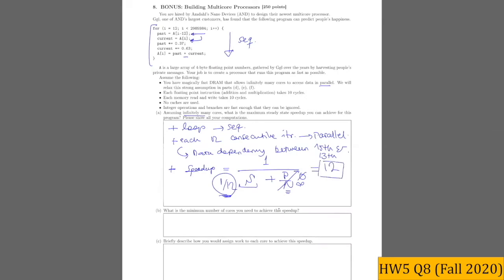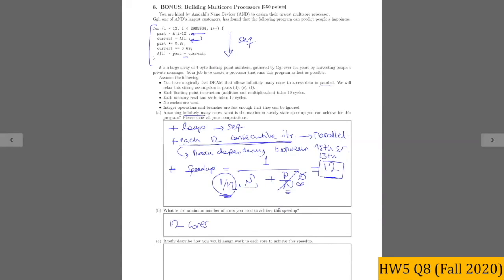For the second part, what is the minimum number of cores you need to achieve this speedup? Since the maximum speedup here is 12, and each 12 consecutive iterations can be executed in parallel and not more, here we need 12 cores and not infinitely many.